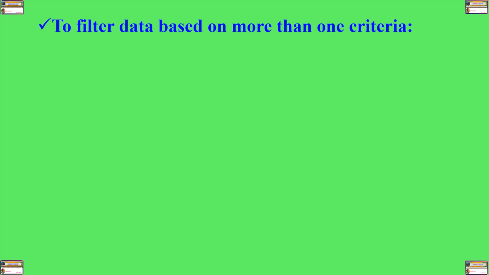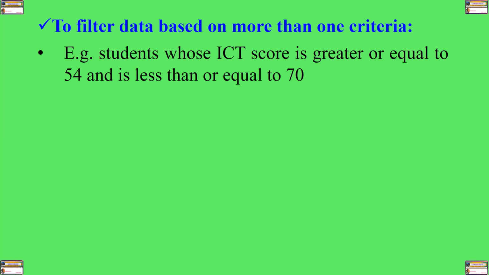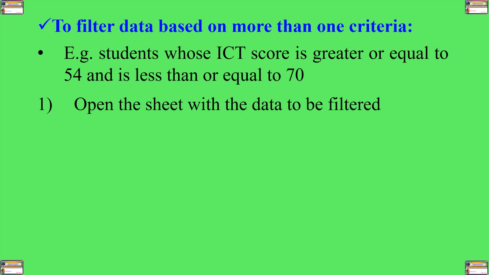You can filter based on more than one criteria. So, for example, for a student, you can display or filter any student whose ICT score is greater than or equal to 54 and is less than or equal to 70. So how do we do it?